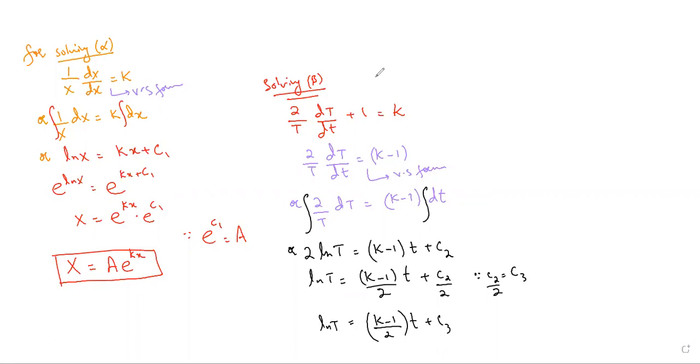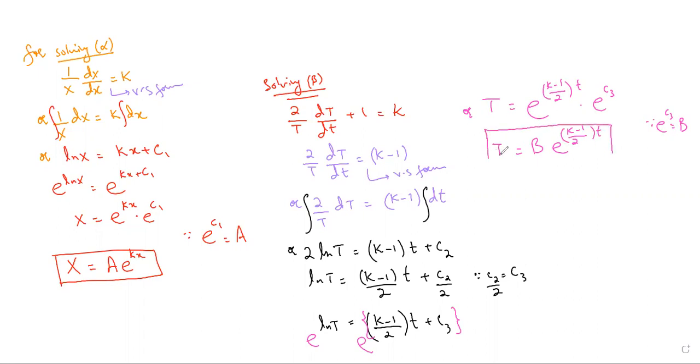So we just have to take exponent on both sides. I'm just writing this in the same step as exponent of the whole thing. So exponent and ln in the left hand side balance each other, to evaluate the value of T that is equals to exponent of (k minus 1) divided by 2 into t, into exponent of c3. Now you can see here exponent of c3 is equals to capital B, let's say. So you'll have B into exponent of (k minus 1) divided by 2 into t. This is the solution for capital T.